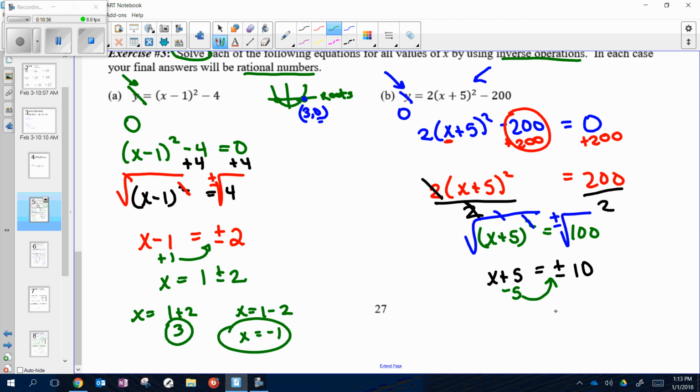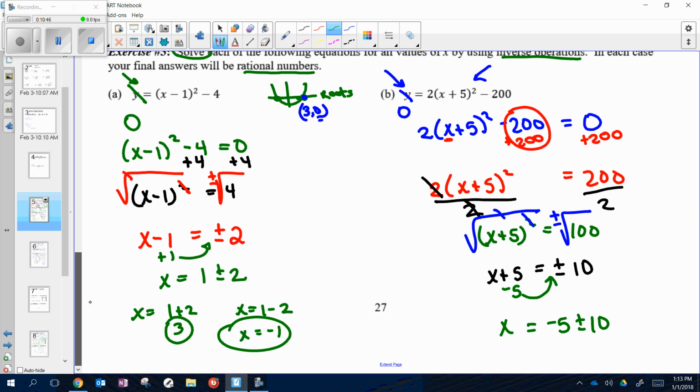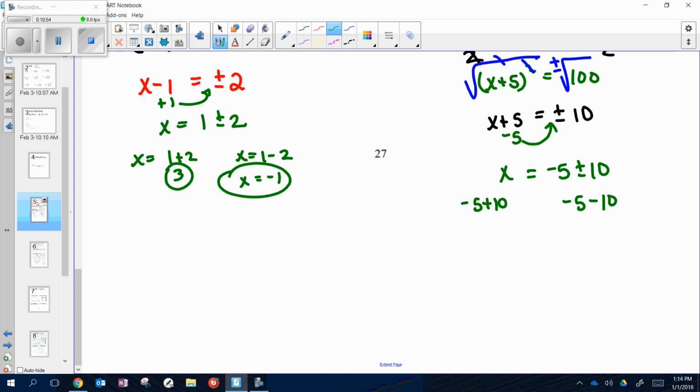When I move it over to here, I put the negative 5 in front of the plus or minus 10. So I have x equals negative 5 plus or minus 10. Do the math. Negative 5 plus 10, negative 5 minus 10. My two answers are, let's see, x equals 5 and x equals negative 15. Use your calculator if you don't know your negative numbers.